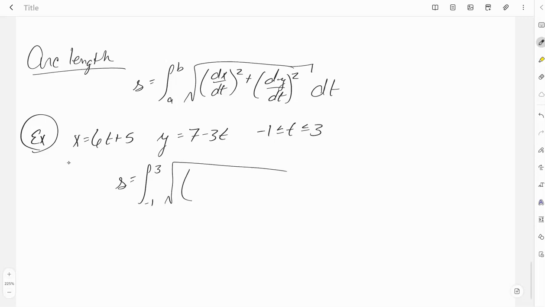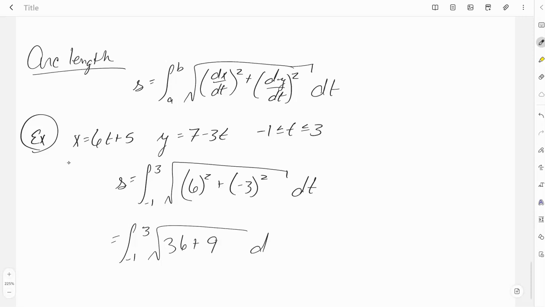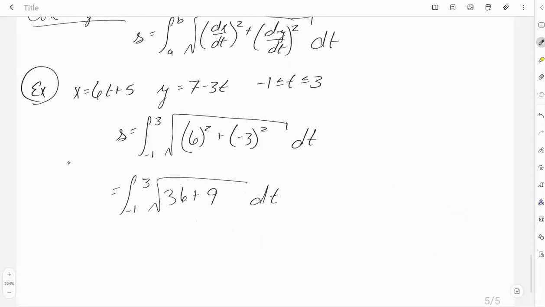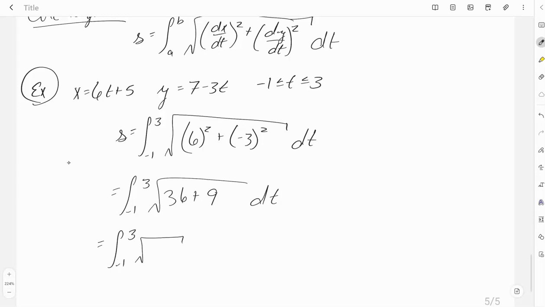The derivative of x with respect to t is 6. The derivative of y with respect to t is negative 3. I'm integrating with respect to t. So this ends up being 36 plus 9. So that's just a number, right? Negative 1 to 3. It's what, 45?